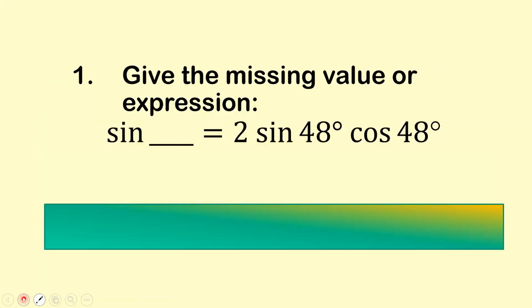Let's start with this one. No? Give the missing value or expression. Sine of blank is equal to 2 sine 48 cosine 48. Timer starts now.